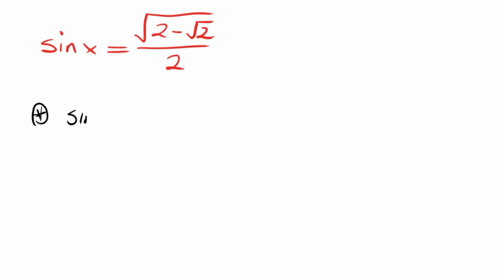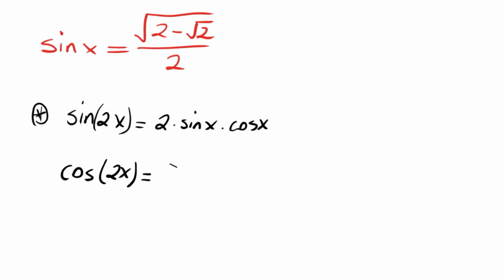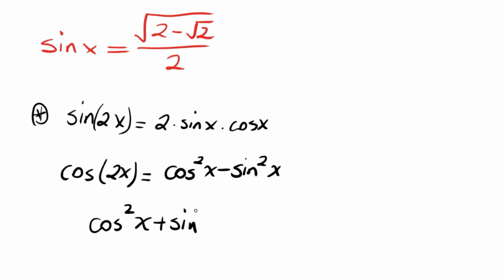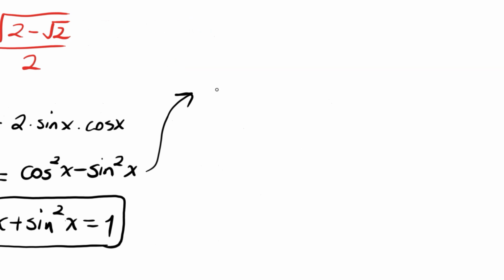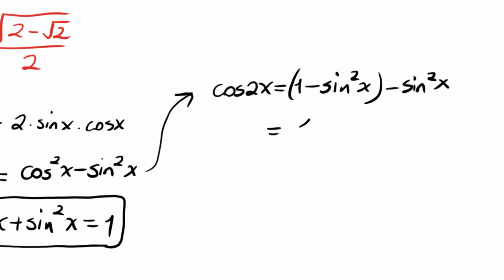We have sine 2x is equal to 2 times sine x times cosine x. We can use these. Or cosine 2x is equal to cosine squared x minus sine squared x. If we use the identity cosine squared plus sine squared is equal to 1, then the second formula becomes, if we plug in 1 minus sine squared for cosine squared, this becomes 1 minus sine squared. Let me write cosine 2x is equal to 1 minus sine squared, again minus sine squared, so it becomes 1 minus 2 times sine squared.